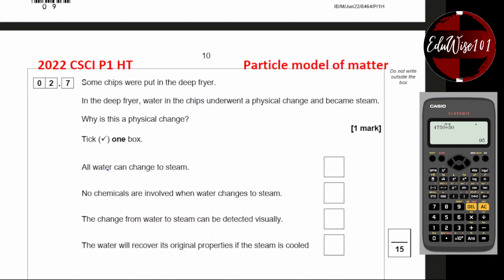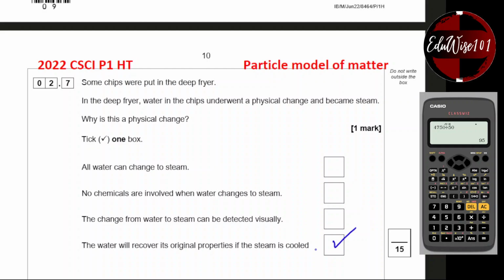So, all water can change to steam. Now, no chemicals were involved when water changes to steam. The change from water to steam can be detected visually. Now, the water will recover its original properties if the steam was cooled. What they're saying is that it can be reversed. That would be the answer.